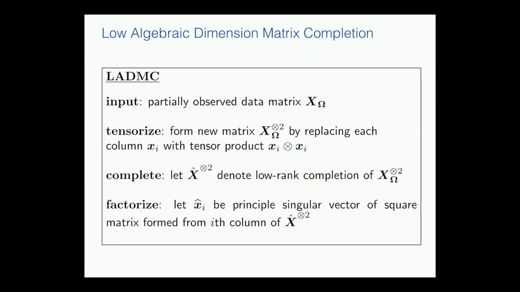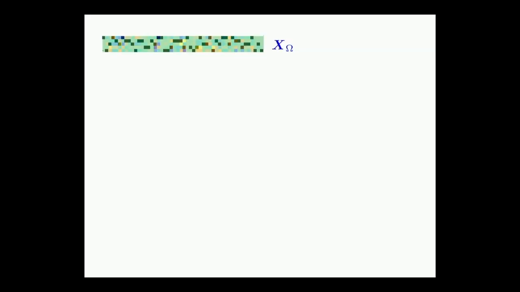OK, so here is the algorithm that this suggests. You have your partially observed data matrix. You tensorize it, as I described. Then you just run your favorite low-rank matrix completion on the tensorized representation. And then you can pull it back to the original representation just by using the SVD. So let me show you in pictures. I think it might be a little easier to understand.